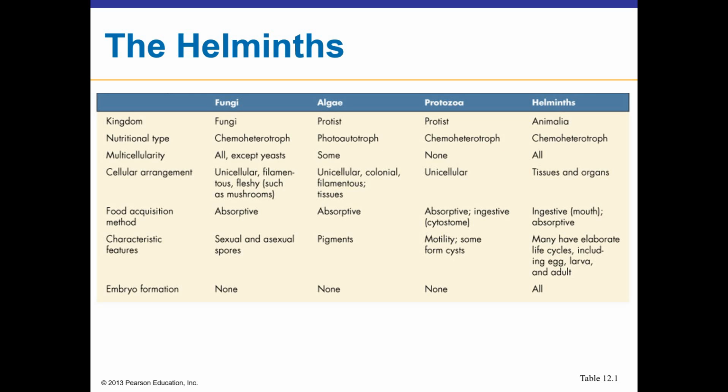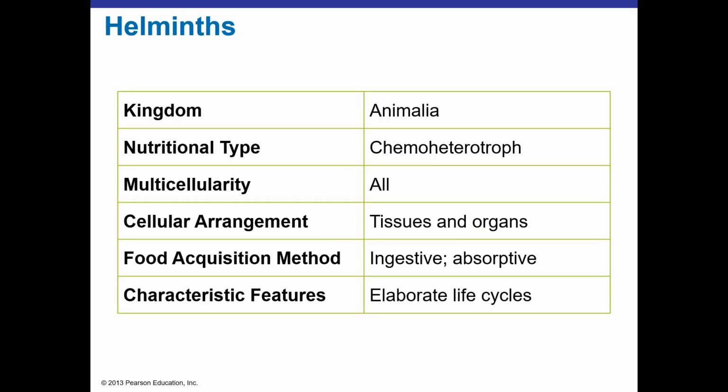One of the notable features is going to be that they have very elaborate life cycles for reproduction, and this is going to include eggs, larvae, and adult, so they do have embryo formation. Again, the most notable thing is going to be the form of what these look like, whether they're flat, round, and their elaborate life cycles.